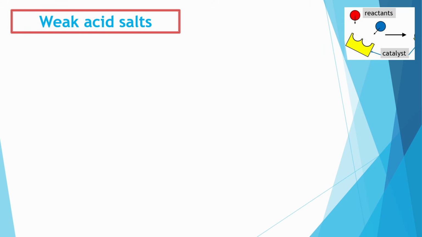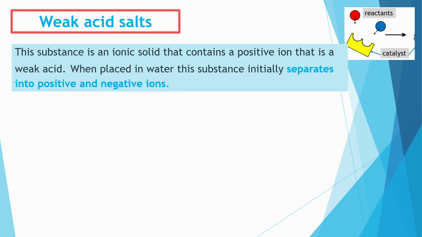Okay, weak acid salts. So this is a substance that is an ionic solid, so it's a solid that contains a positive ion that is a weak acid. So when placed in water, the substance will go through 2 equations. First, it's going to dissociate. So notice that we have a positive ion, which is the ammonium chloride.